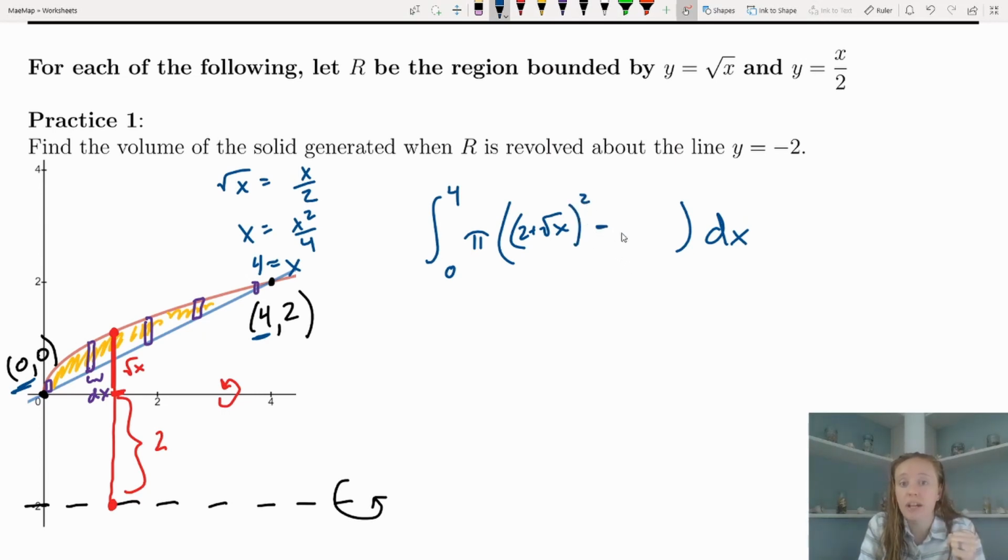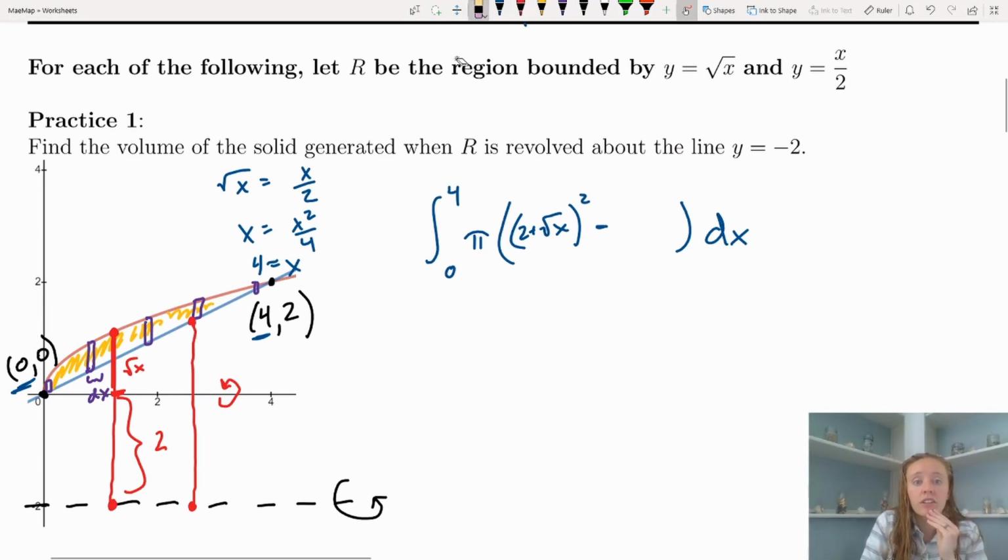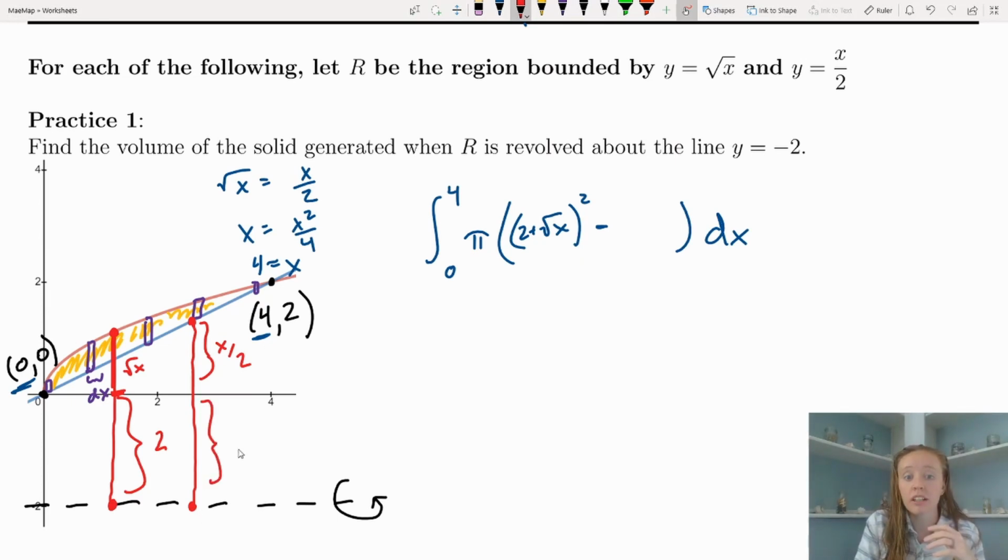Now I need to subtract my inner radius from that. So my inner radius, same deal, except I'm going to a closer line. So I'm going from the line I'm revolving around up to the smaller radius, my inner radius, which is the closer function. Again, if I was revolving around the x-axis, I know that distance. That distance is just simply the function, which is x over 2. But my radius is the whole entire distance, so I need to add what? I'm going to need to add 2. So then this is going to be x over 2 plus 2, that quantity squared.